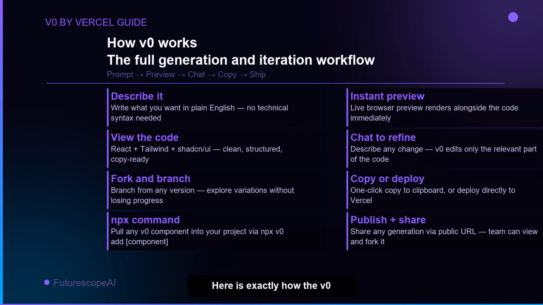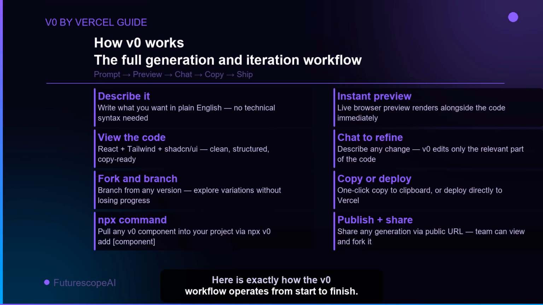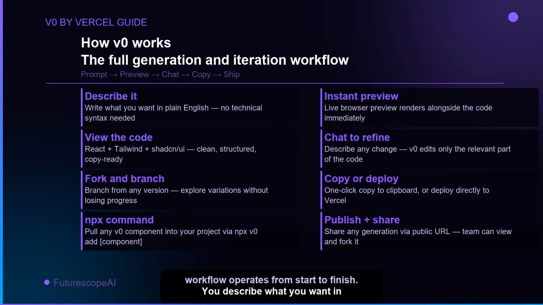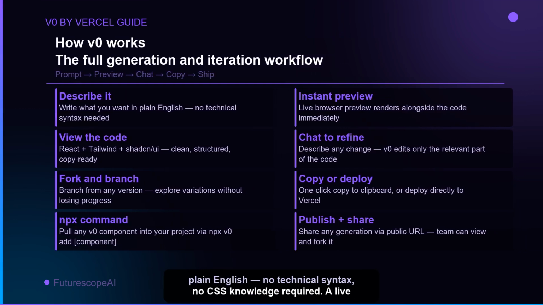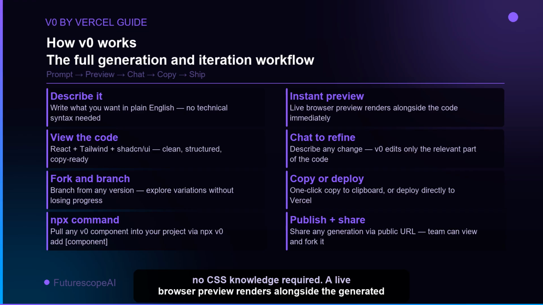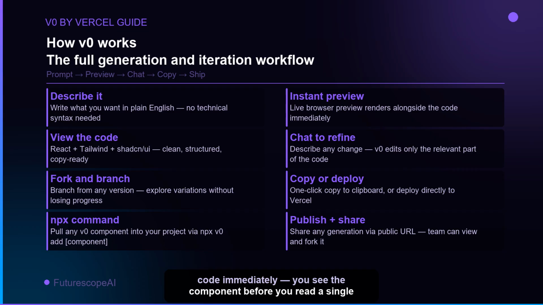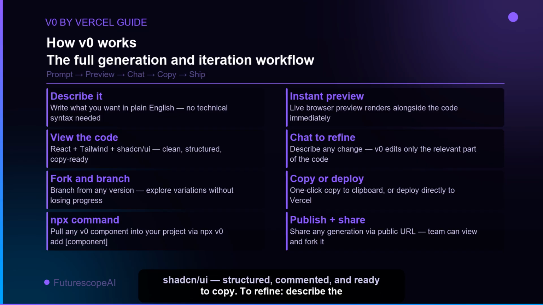Here is exactly how the V0 workflow operates from start to finish. You describe what you want in plain English, no technical syntax, no CSS knowledge required. A live browser preview renders alongside the generated code immediately. You see the component before you read a single line of code. The code panel shows clean React with Tailwind and shadcn/UI structured, commented, and ready to copy.